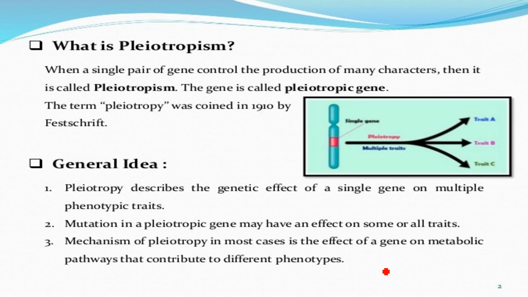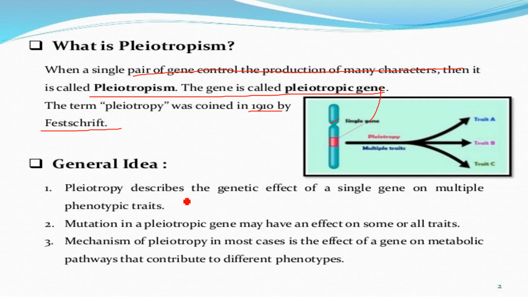Now see what pleiotropism is. When a single pair of genes controls the production of many characters, it is called pleiotropism, and this gene is called the pleiotropic gene. The term pleiotropy was coined in 1910 by Plate.